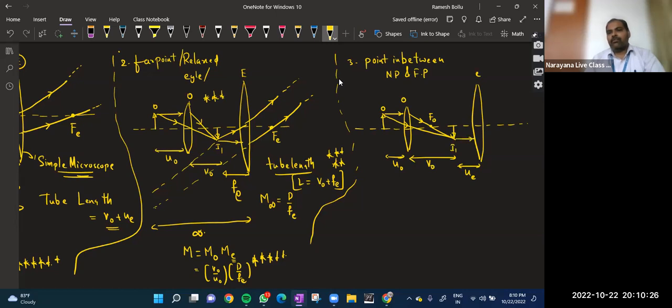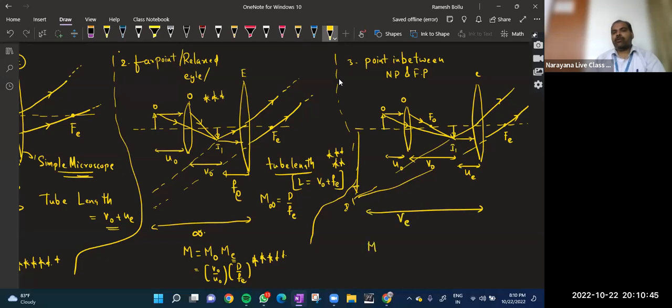And one ray of light will fall, it should compulsorily go to the focal point of the eye lens. And one more ray of light will go like this. Where will they meet? I prime, some VE. Now tell me, what is the magnification power, students? Magnification of the objective lens into magnification of the eye lens. What is the magnification of the objective lens? VO by UO, no? Say yes or no. What is the magnification of the eye lens? VE by UE.